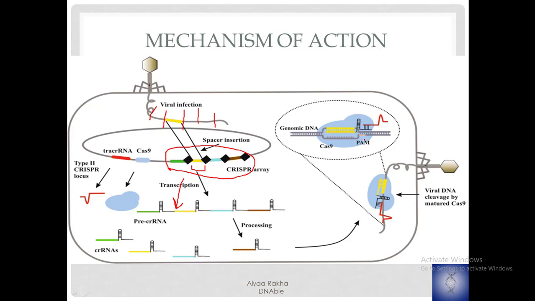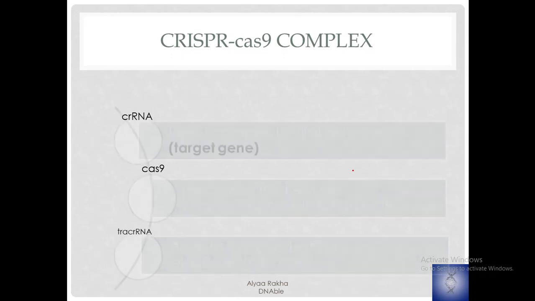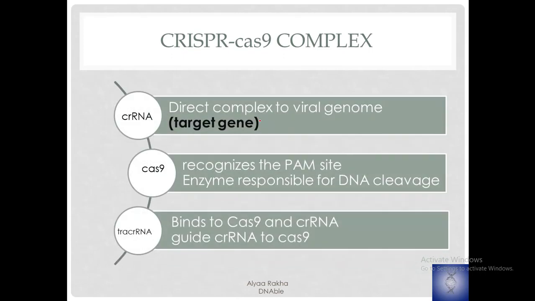On the viral DNA we have a PAM site. This PAM site is necessary for Cas9 to recognize the viral genome and start to cleave it. So the CRISPR-Cas9 complex consists of CRISPR RNA, Cas9, and tracer RNA. CRISPR RNA directs the complex into the viral genome. And in case of gene editing, we say it's complementary to the target gene, so it directs the complex to the target gene. Cas9 recognizes the PAM site of the viral genome or target genome in case of gene editing, and it's the enzyme responsible for DNA cleavage.